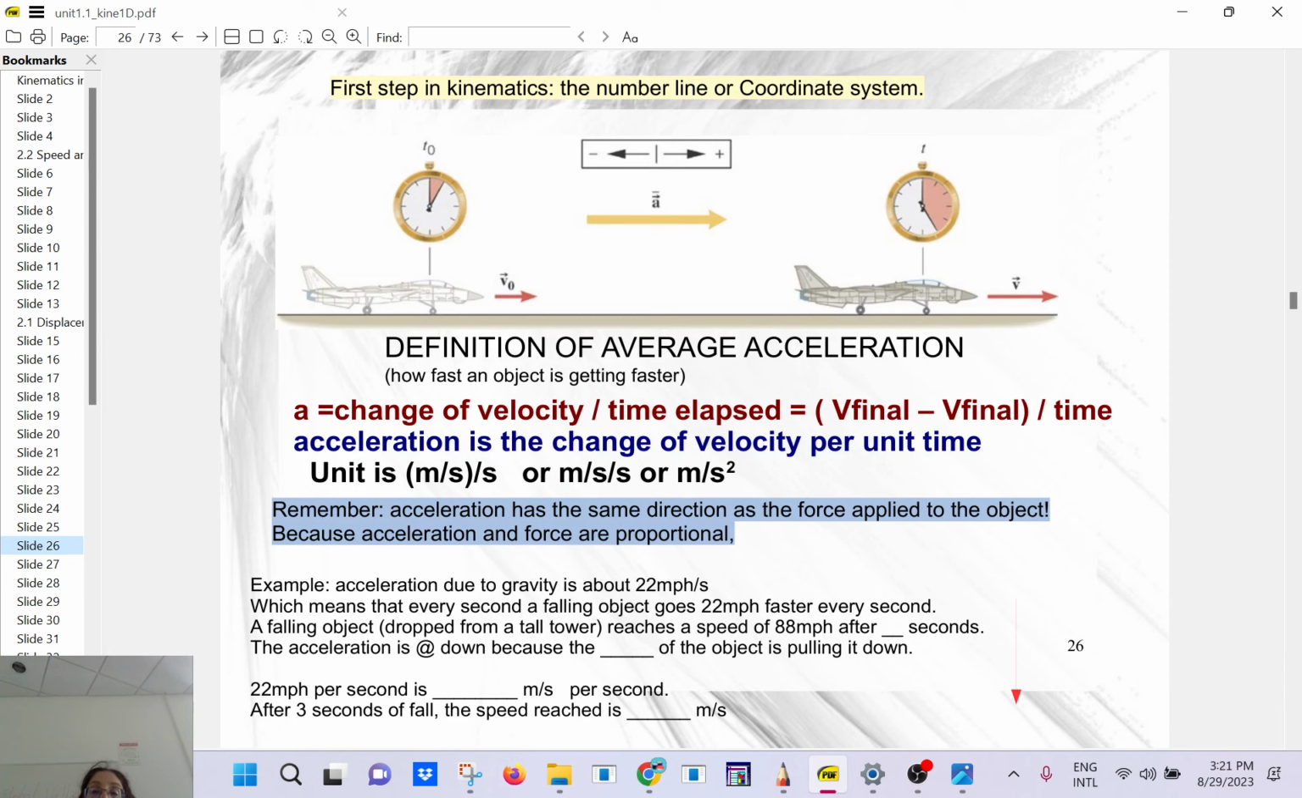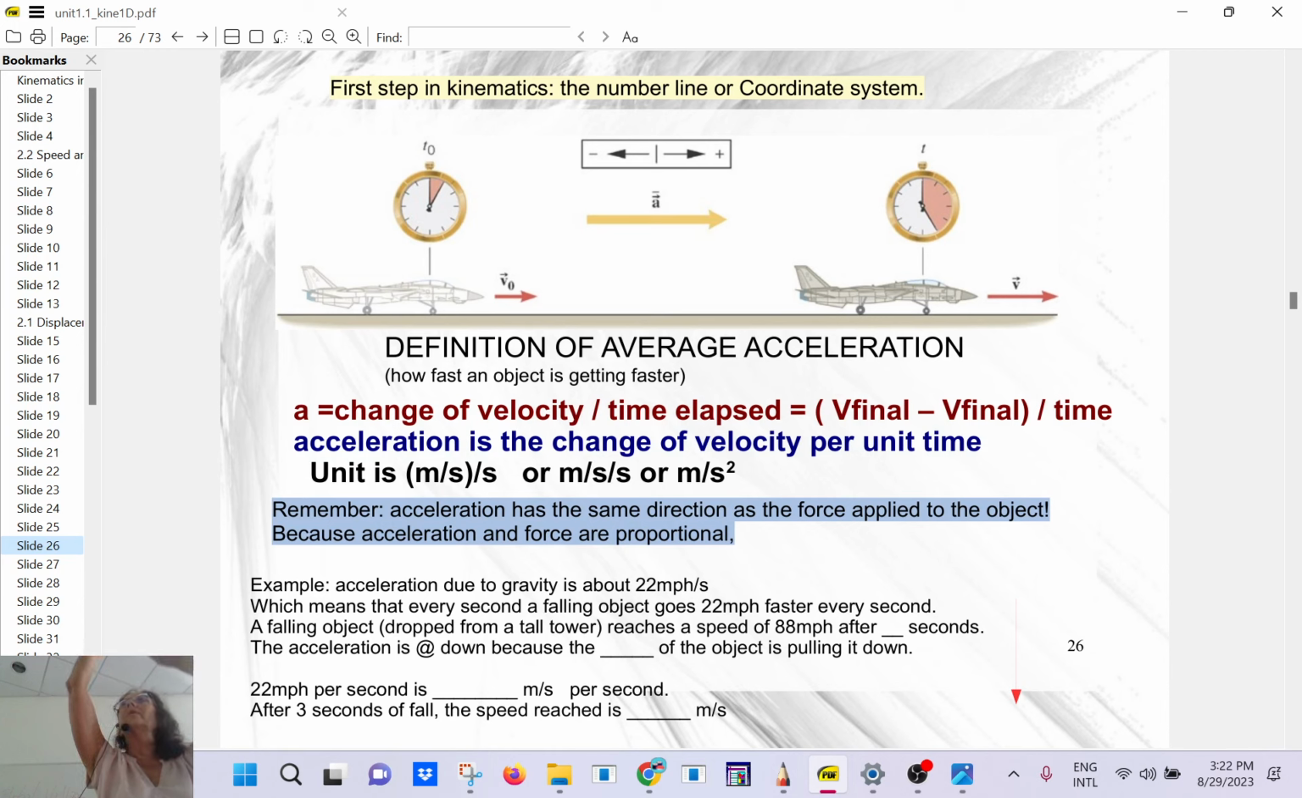So yes, it's true. Average acceleration, by definition, is the final velocity minus the initial velocity. So let me make it tricky now. Let's say I drop that pen. Is it moving at a constant speed or what? Speeding up. Where is the acceleration? Down, and the force is down, same direction. What about if I do this on the way to the top? Is it moving? Is the velocity positive or negative?